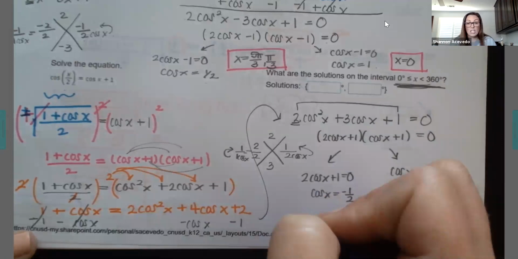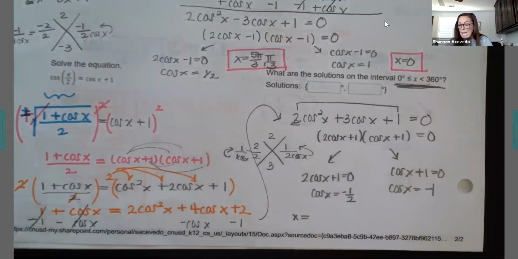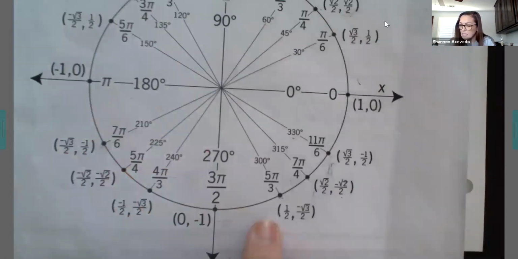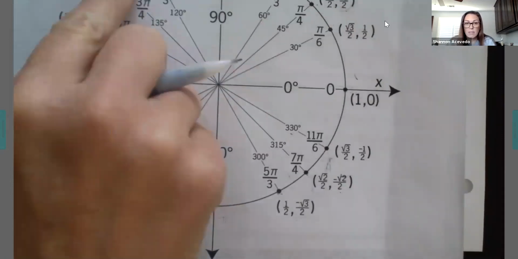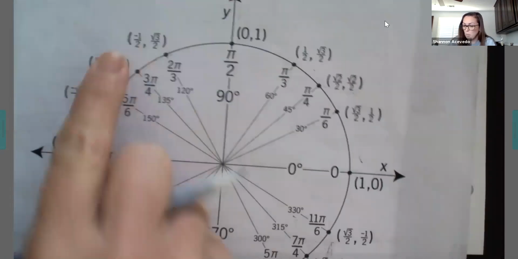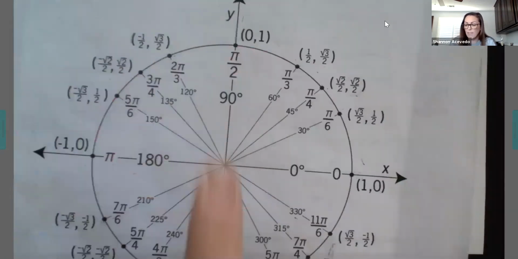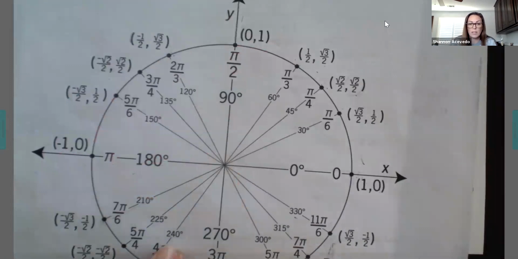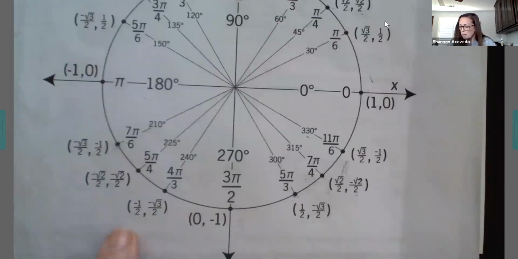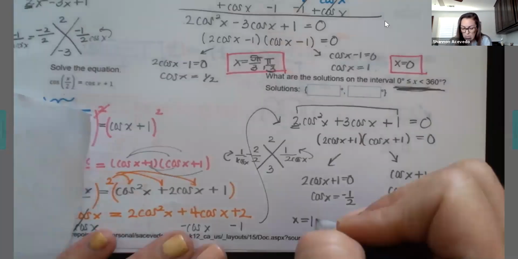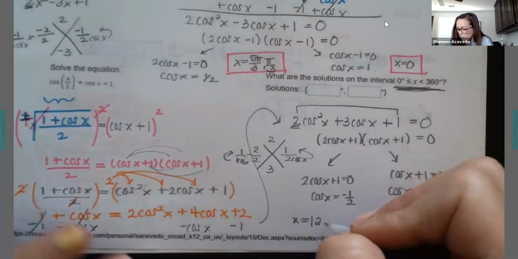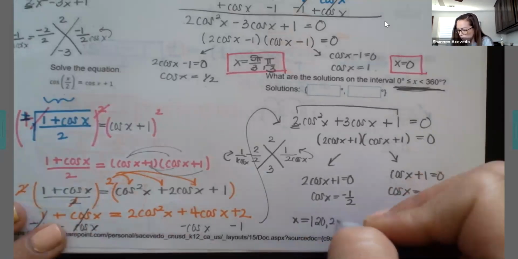Again, this one we're in degrees. So when is cosine going to be a negative 1/2? I'm looking for cosine to be a negative 1/2. It's negative 1/2 here at 120, and it's negative 1/2 here at 240. So 120 and 240.